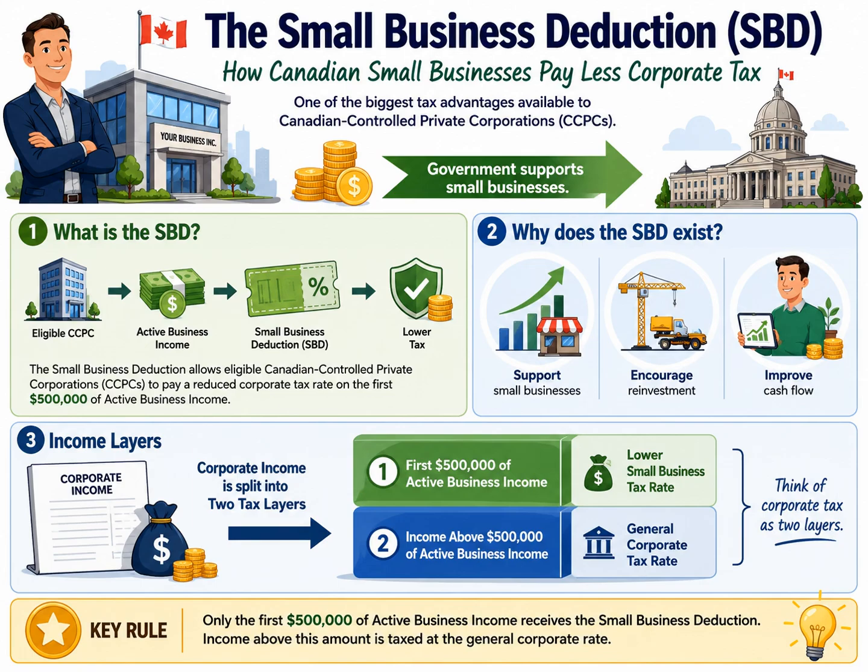As you continue learning corporate taxation, remember this one key rule. Only the first $500,000 of active business income qualifies for the small business deduction, while any income above that amount is taxed at the general corporate rate. This simple concept forms the basis for all future small business deduction calculations.